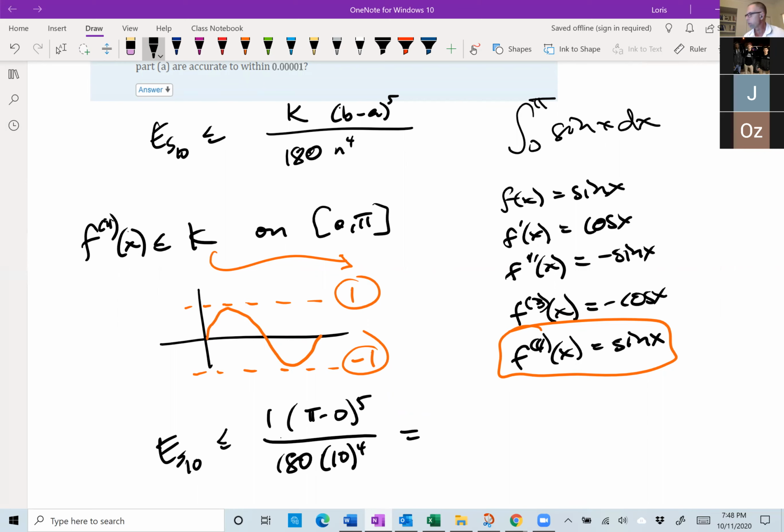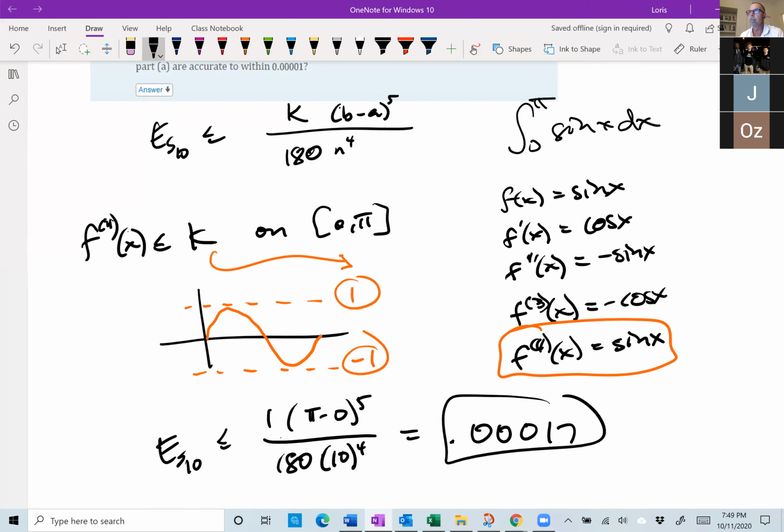Let me just do that real quick. Doesn't hurt. So we take pi to the 5th power, divided by 10,000, and then divided by 180. So the error associated with Simpson's would be 0.00017, and that's good enough for me.